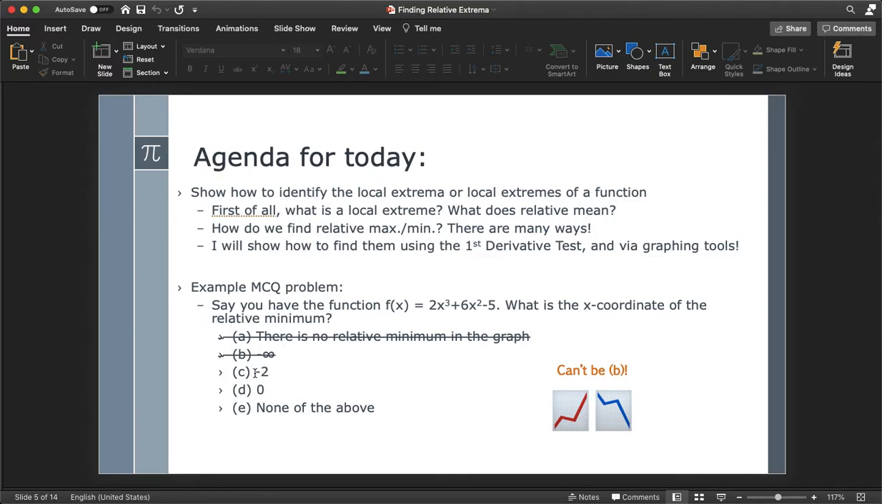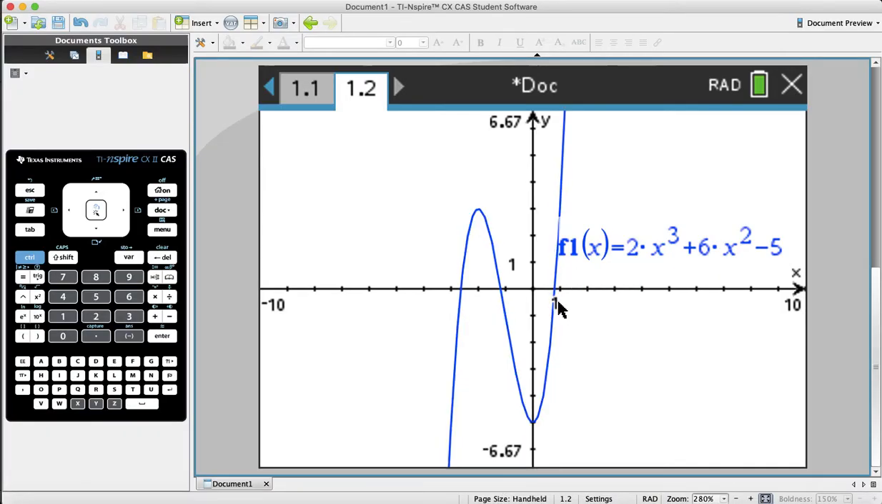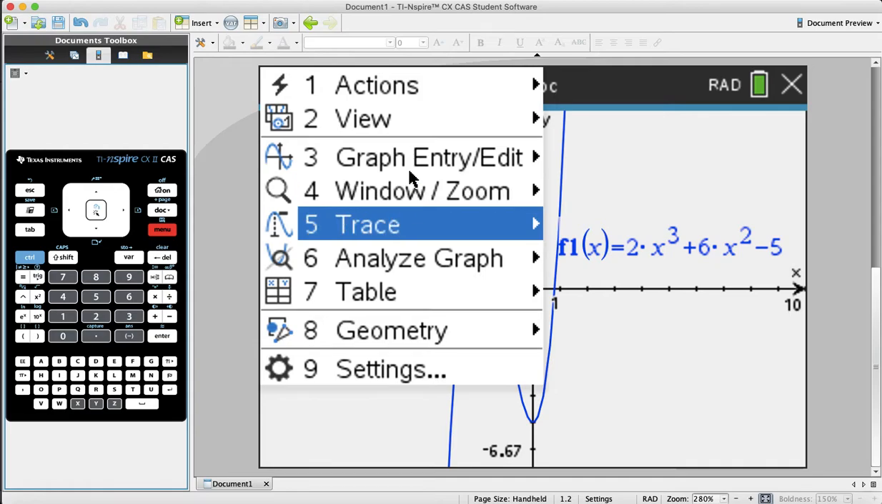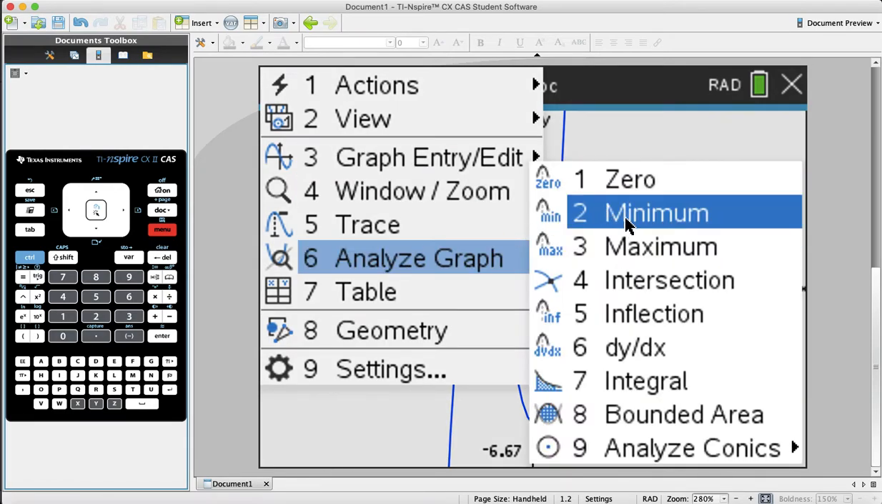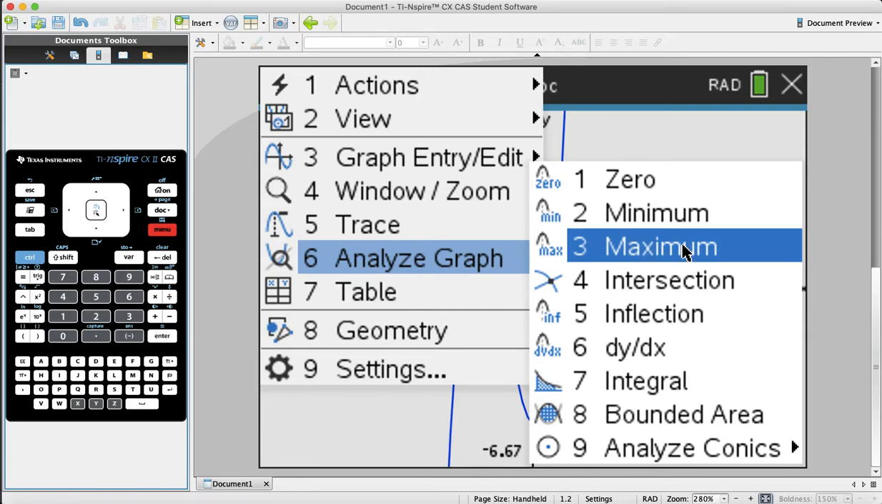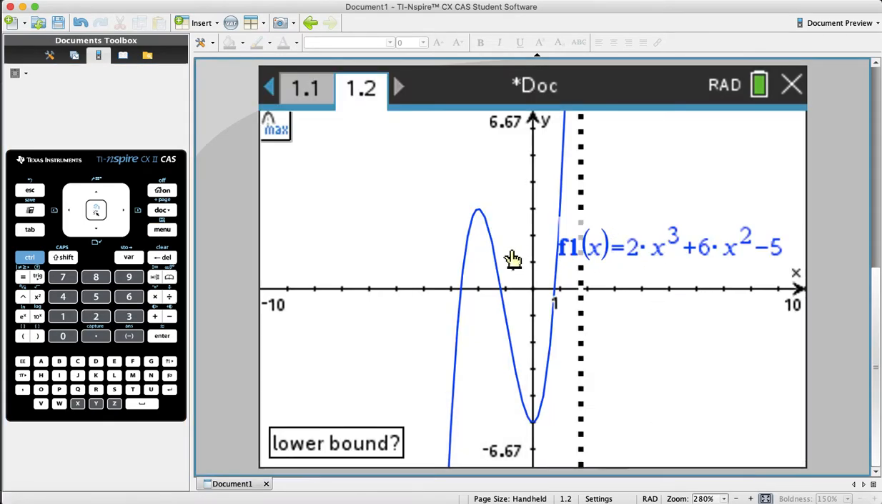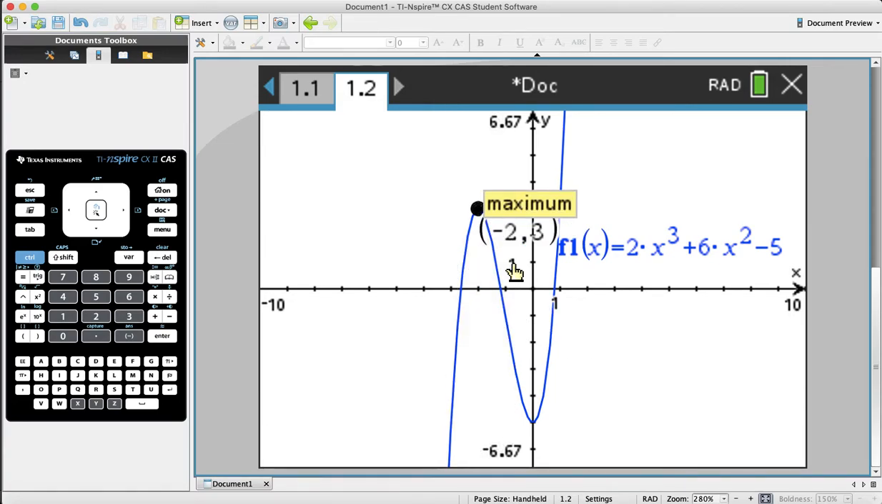Now C is a potential answer, and then there's also D, which is 0. But to find the minimum or maximum, you can press menu, go to analyze graph, and then click 2, which gets you your minimum, or 3, which gets you your maximum. I'm going to show you the maximum first. You set a lower bound, so we start here, and your upper bound is here. The graph immediately points out that you have a relative maximum at minus 2, comma 3. So the x value equals minus 2, and the y value equals 3.